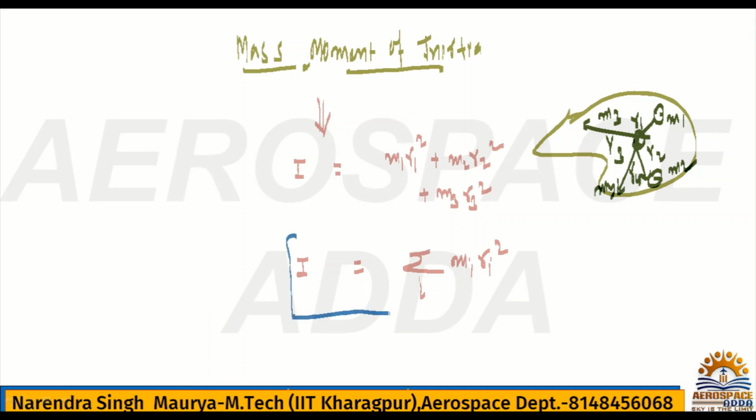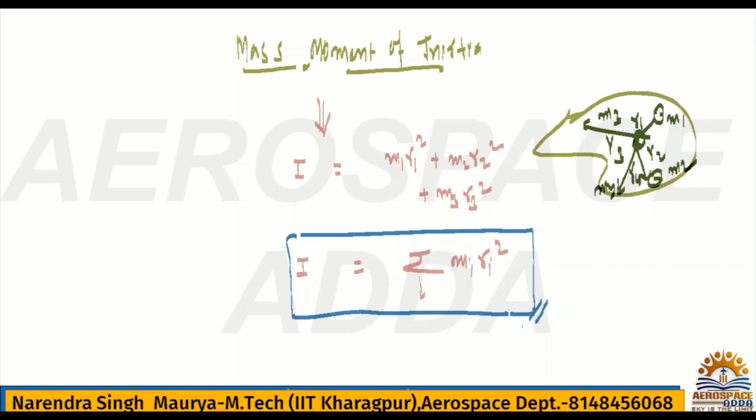Basically, mass moment of inertia is used to measure the resistance to rotation. If somewhere rotation is there, it will measure the resistance, and that measurement of resistance to rotation is called mass moment of inertia, which is denoted by I. Okay, now very important, it is called area moment of inertia.